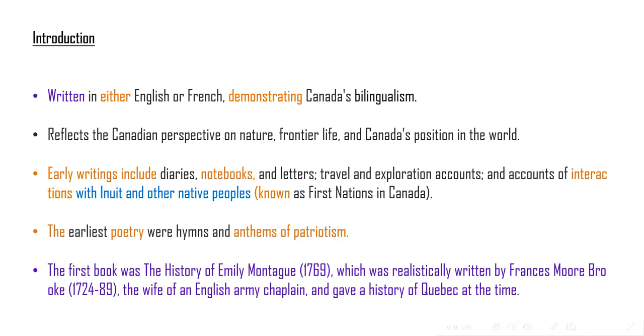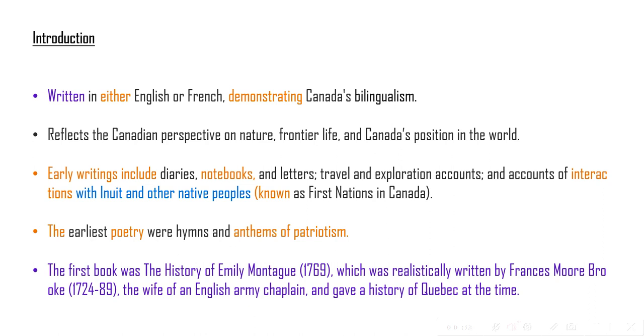And these Canadian writings basically reflect a Canadian perspective: they talk about nature, frontier life, and moreover Canada's position in the world. There have been writings by the writers of Canada. These include diaries, notebooks, letters, travel and exploration accounts, and accounts of interactions with the native people who have been living there since a long time. And as you all know, various anthems and hymns of patriotism have been written there.